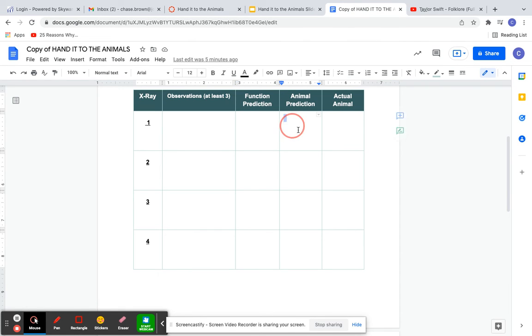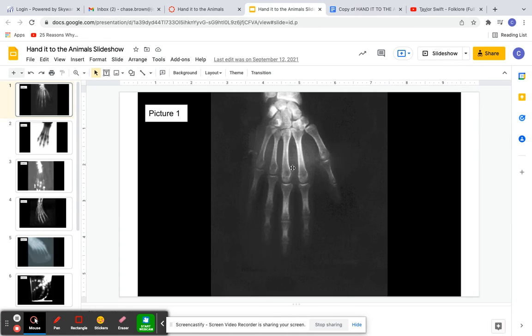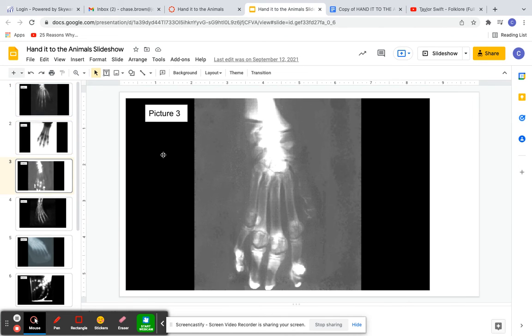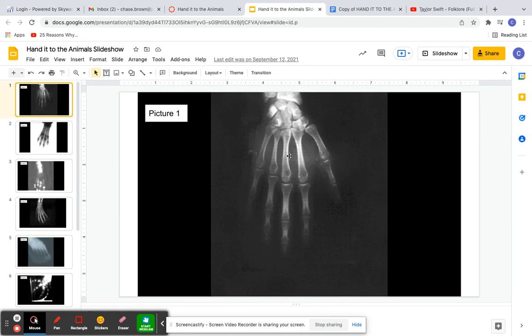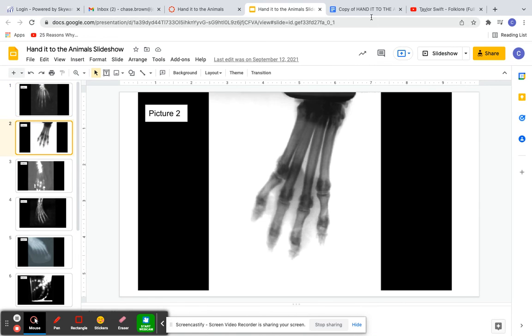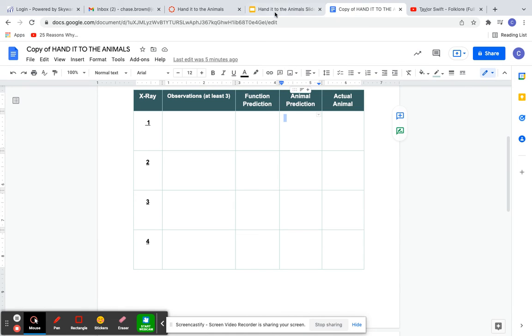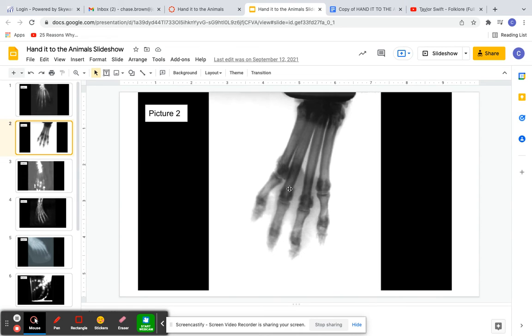And for animal prediction, I'm going to say that's human hands. Looking at that, I'm going to guess, oops, that's the next one. I'm going to predict that that is a human hand because it looks a lot like a human hand. That's why I predicted that it was used for doing things like using tools and texting. All right, so that is number one. Now I would move on to number two after I made my prediction right here. I would move on to number two and I would do the same thing.